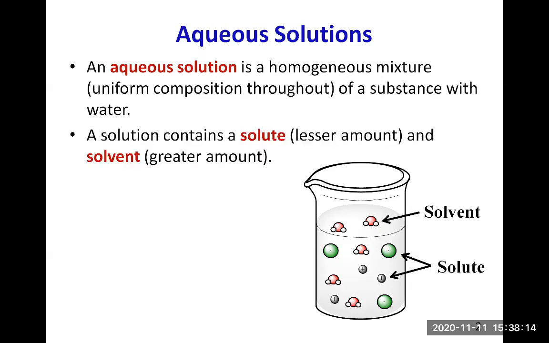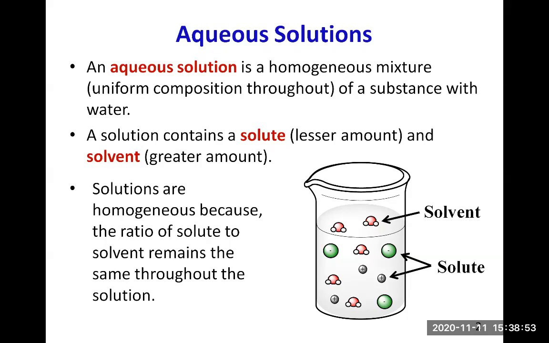And some vocabulary that you need to know here. A solution contains a solute, and that's the minor component, the one in the lesser amount. And the solvent is the component in the greater amount. So it doesn't matter which one is which. What matters is the quantity. The one in larger amount is the solvent, and the one in lesser amount is the solute. For example, here we see a solution of salt water.